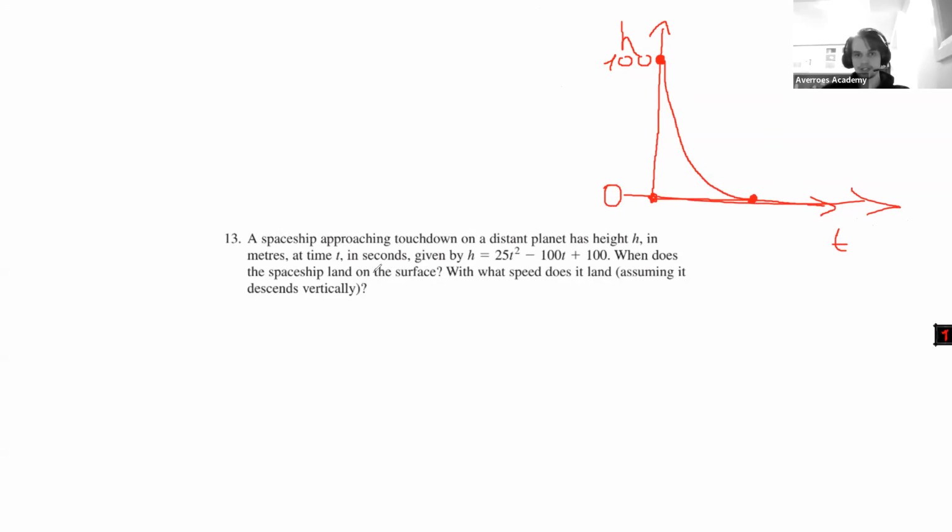But the question is, when does the spaceship land on the surface? It's going to land on the surface when h is equal to 0, right? So we can simply solve this equation for h equals 0. But here is the second part: with what speed does it land?